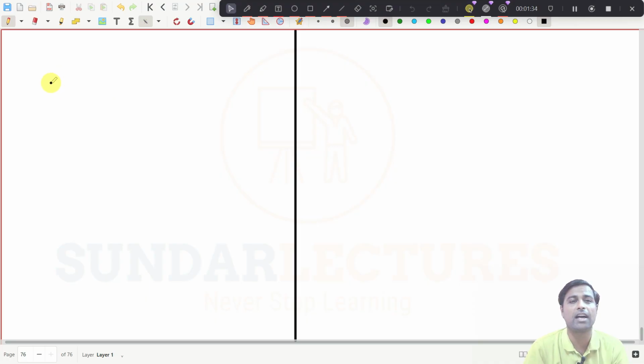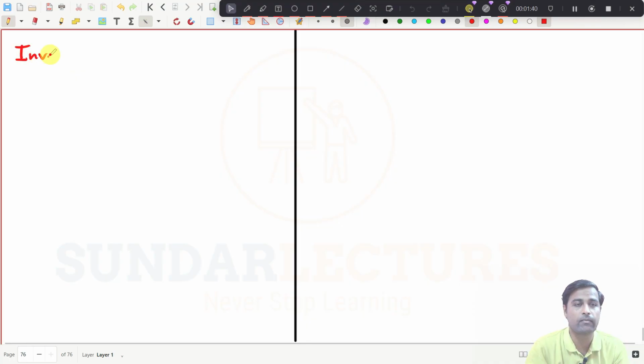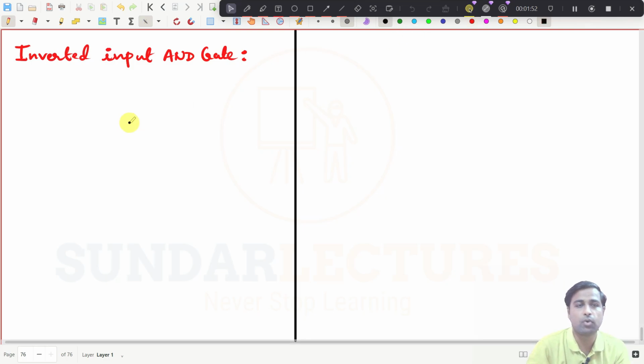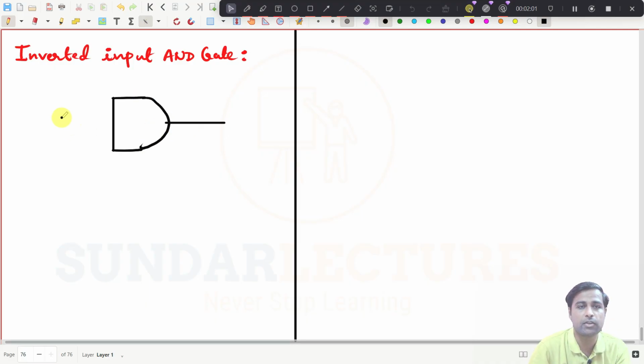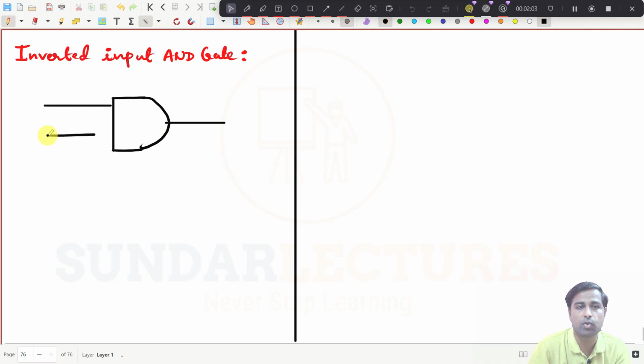Now what I will do, I will take a topic like inverted input AND gate. What is an inverted input AND gate? Like you know, right? So how will you draw the AND gate? This is an AND gate, right? You know this one.